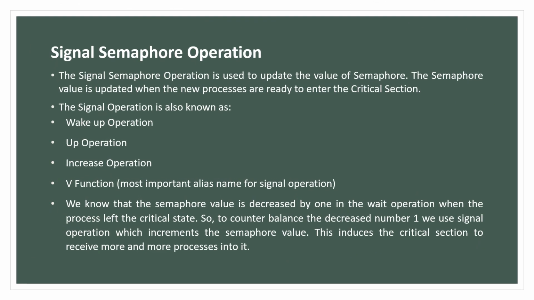Next, signal semaphore operation. The signal operation is used to update the value of the semaphore. The semaphore value is updated when a new process is ready to enter a critical section. It is also known as the wake operation, up operation, increase operation, and V operation, which is the most common name for the signal operation.